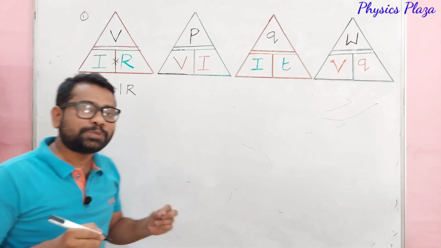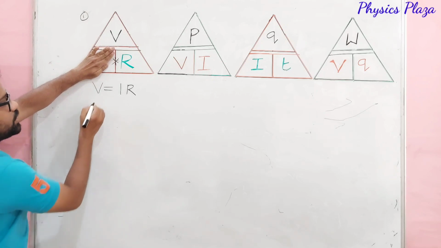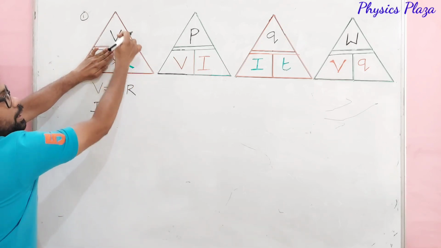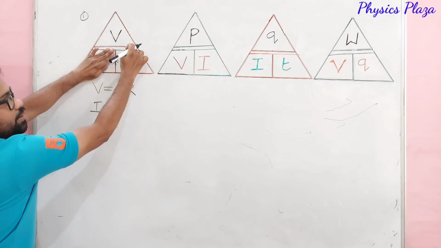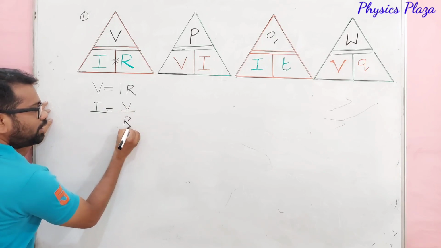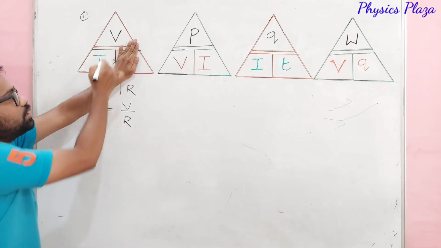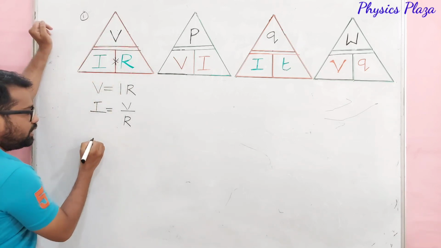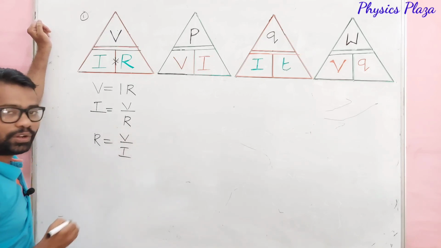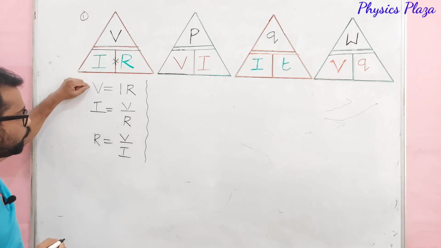Now if I want to write an expression for electric current, what I have to do? I have to close this letter I. So I is equal to, children, now it is not a multiplication, it is V divided by R. So I is equal to V by R. Now let us write a formula for R. So close the letter R. R is equal to V by I. So here R is equal to V by I.